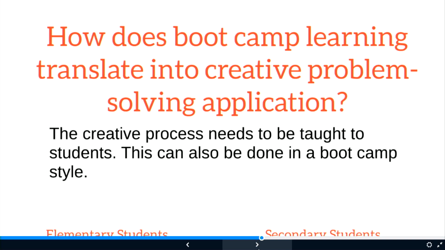Okay, so how does Bootcamp learning translate into the creative problem solving process? You have to teach the creative solving process separately. So when the students talked about their sketchbooks, I'm like, why do you know what to make? It's because they had to then learn the creative solving process, which is separate from the skill learning.